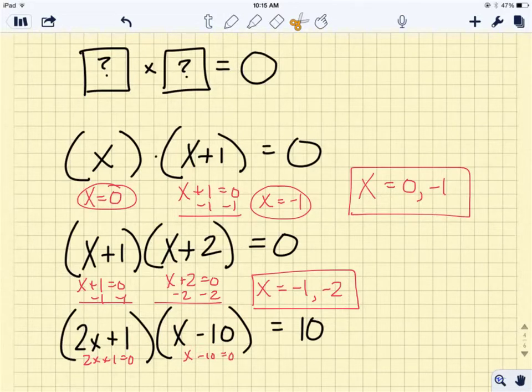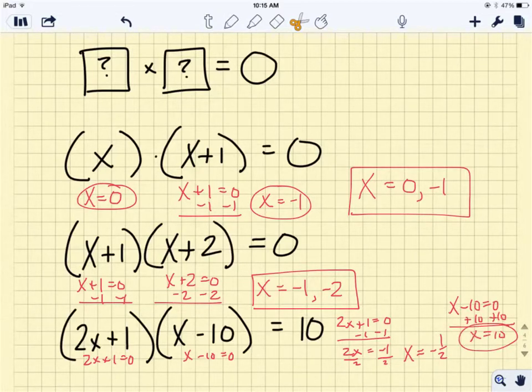And other than the algebra being just a tiny bit harder, 2x plus 1 is 0, so -1 means 2x is -1. I'm going to divide both sides by 2. I'm really out of space here. So one of my answers is going to be x is -1/2. And the other answer, x minus 10 is 0. I'm going to add 10 to both sides, and I'm going to get x is 10. And now, because I'm in the bottom corner, I'm just going to circle instead of rewriting. I have two solutions once again.